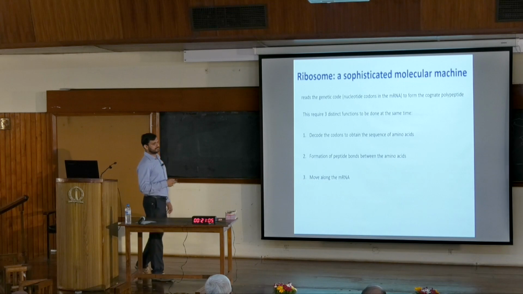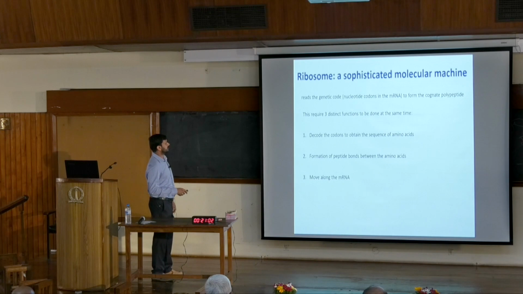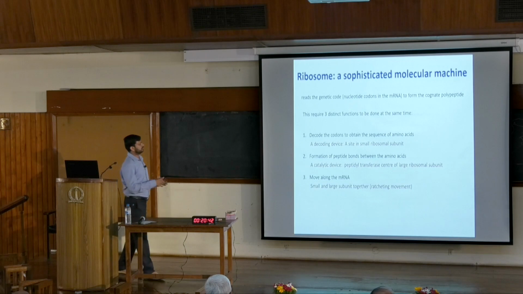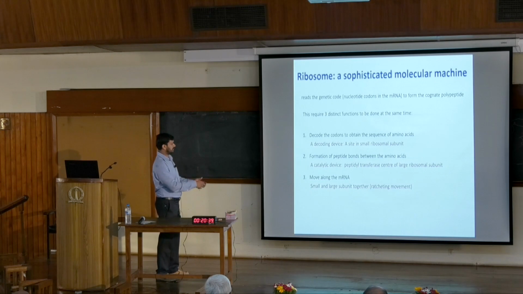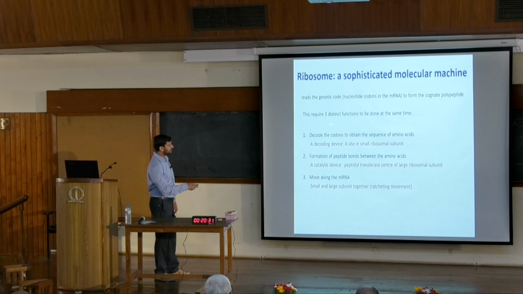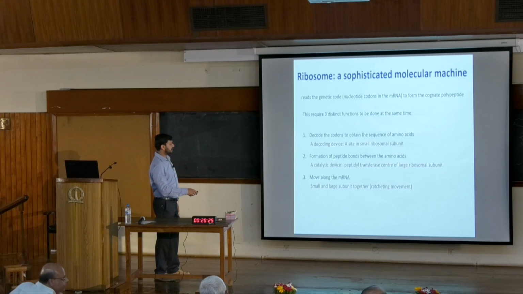In order to do this function, it has to do three different jobs at the same time. One is to decode the codon so that it obtains the cognate amino acid. Secondly, it has to form the peptide bonds between the amino acids, and third, it has to move along the mRNA from the start to the stop codon. Now, ribosomes have divided these three functions to three different sites. They use a decoding center, which is essentially a site in the small subunit of the ribosome, where they decode the codon in the mRNA to obtain the cognate amino acid there.